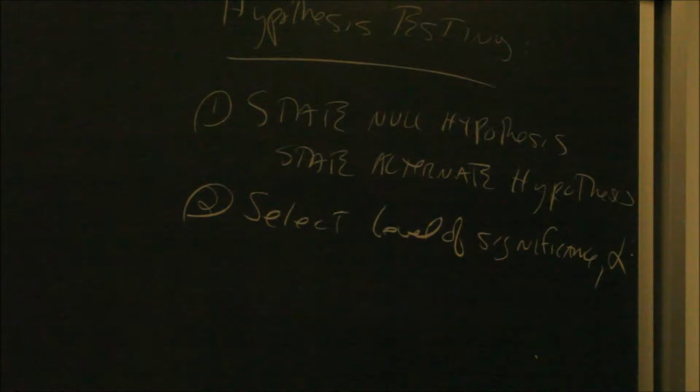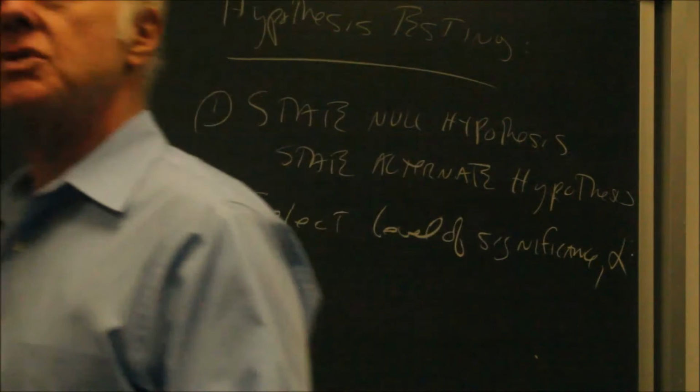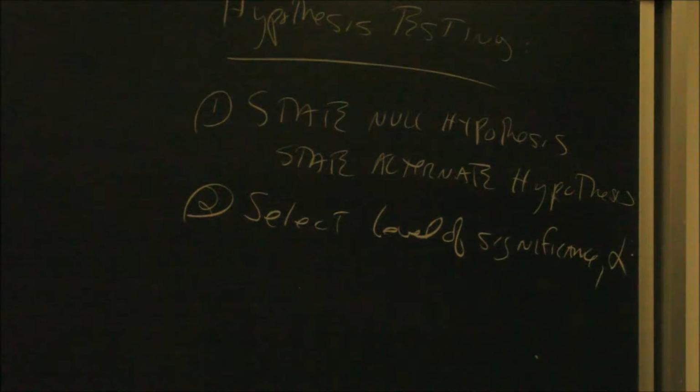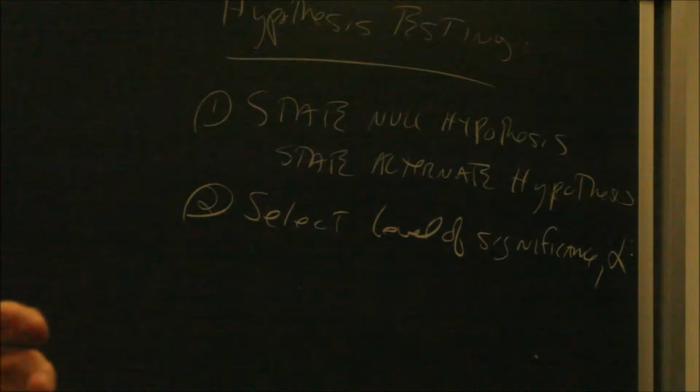What was the level of confidence last week? How was that designated? It was designated 1 minus alpha, correct? So in this case, the level of significance is alpha. And so what kind of confidence levels were we using last week? 95%? 99%? Every now and then 90%.